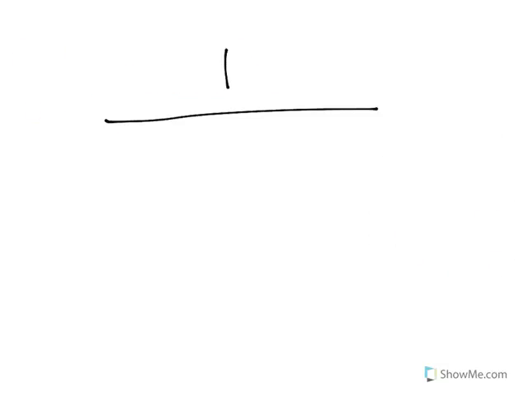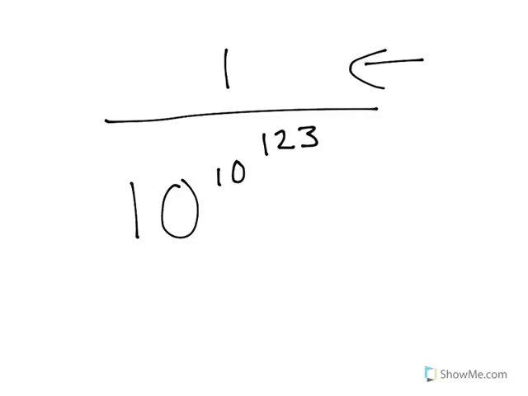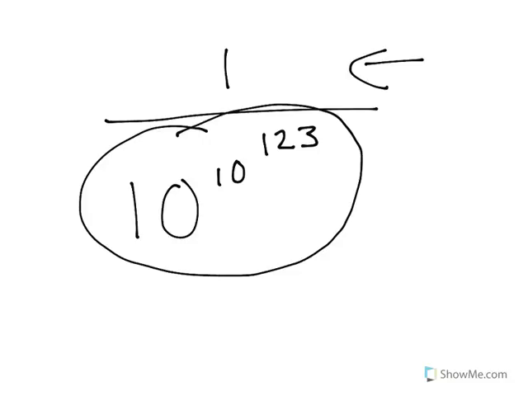So let's look at this number again. 1 over 10 to the 10th to the 123rd power. So in the numerator, we see that there was one favorable outcome out of how many? Well, to figure out how many possible outcomes, we really need to look at this bottom number, 10 to the 10th to the 123rd power. And to understand this bottom number, we have to understand exponents.